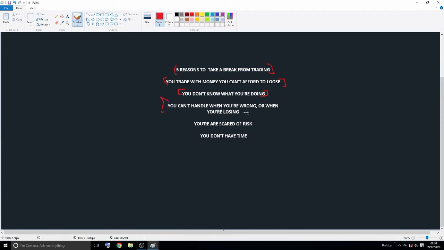You can't handle when you are wrong or you are losing. Some people get emotional, they get moody, they get sad, they get hurt, they can't deal with losses. It is not good for you. Take a break, read about losses, how to deal with them, improve your psychology. You should take a break and improve how you deal with losses, because some people just can't deal with losses.